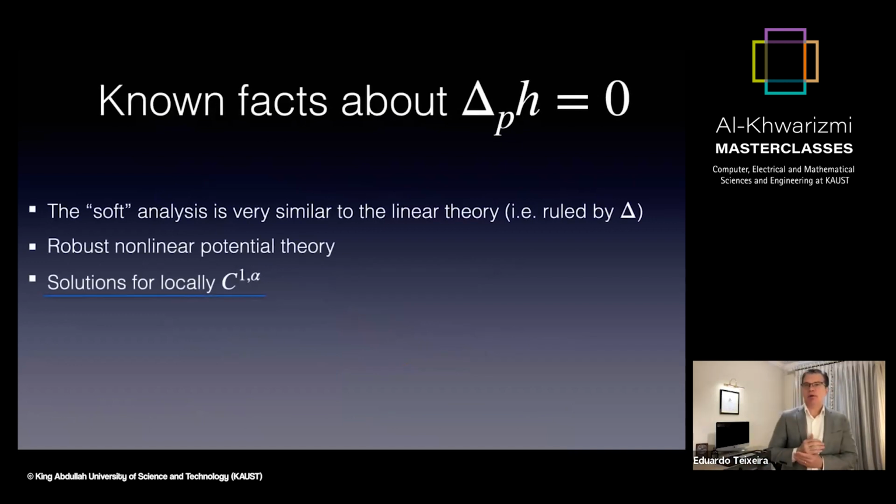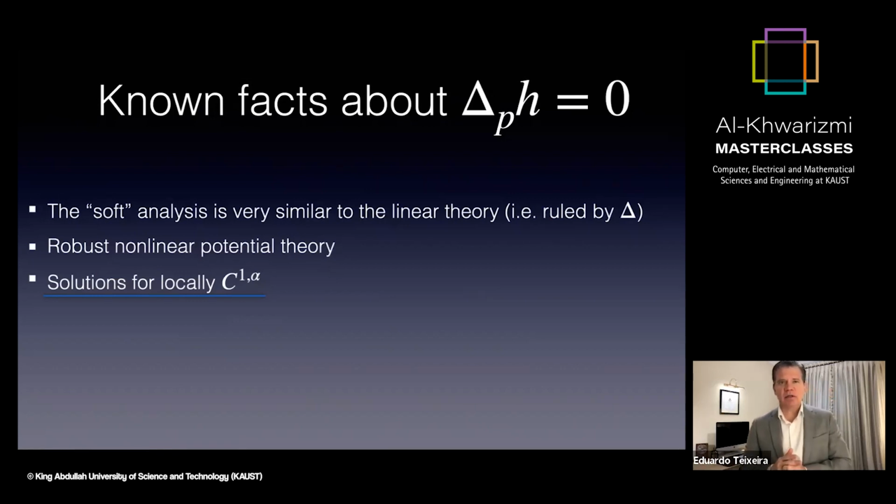Here are the known facts about the P-Laplacian. If you think about p-harmonic functions, and you want to develop existence theory, uniqueness, all these soft analysis, quote marks, it's very similar to the linear theory. I'm not saying that they are easy to prove, but they're certainly very similar. The techniques that are used to prove these kinds of results for the Laplacian often can be used to prove the same kind of results for the P-Laplacian.